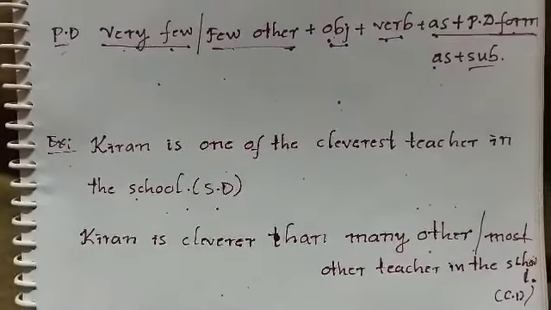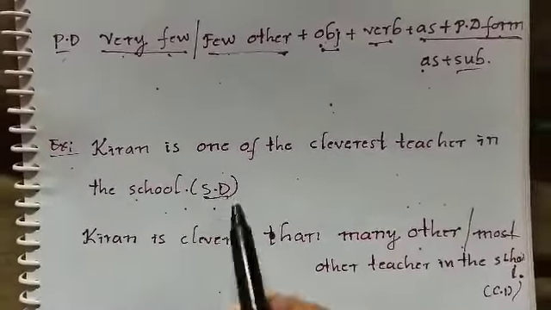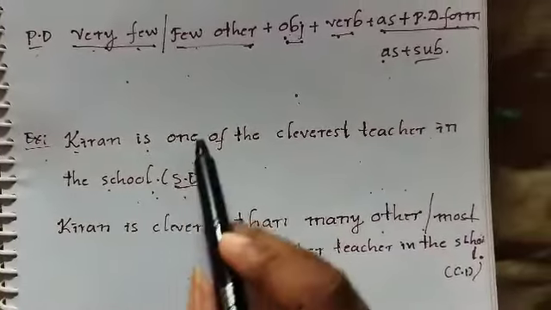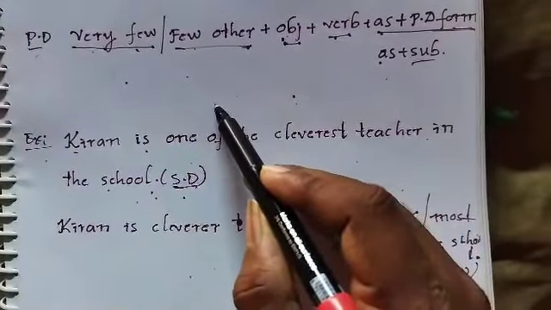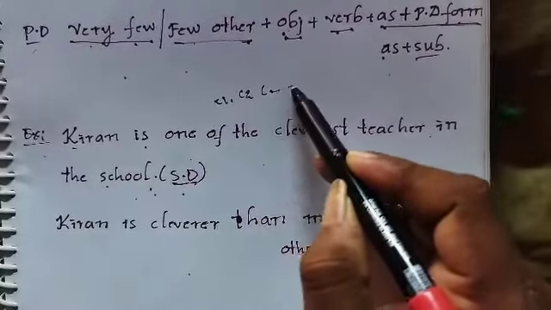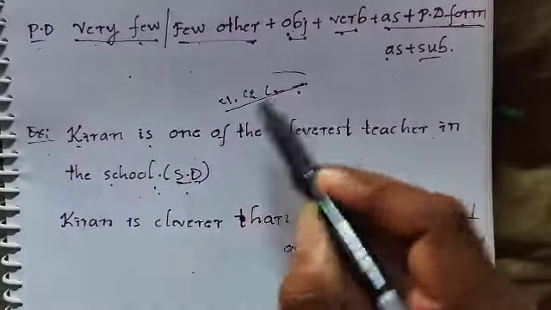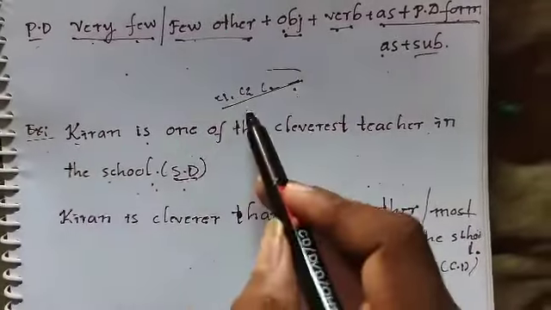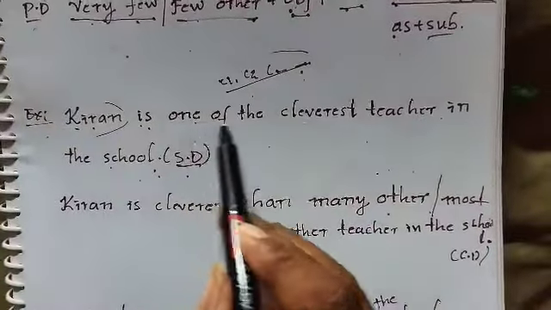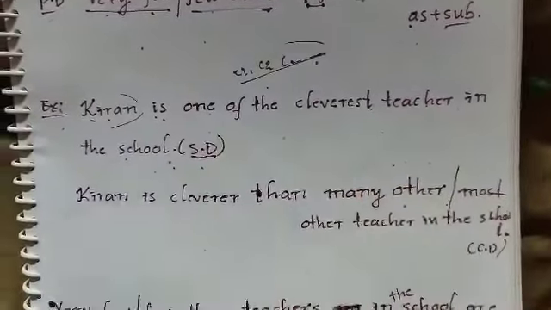Now we will see the sentences. First, the superlative degree example sentence: Kiran is one of the cleverest teachers in the school. So here many other clever teachers are there: clever 1, clever 2, clever 3, like that, and so on. How many teachers are there? All are clever teachers. Among the teachers, Kiran is one of the teachers. That's why we say that Kiran is one of the cleverest teachers in the school.